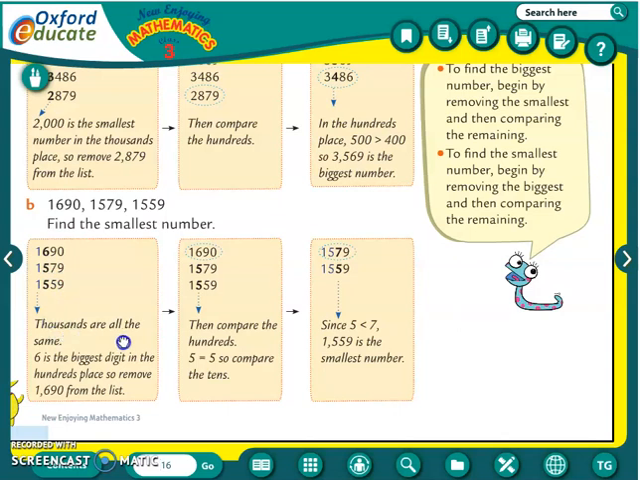That is why thousands are all the same. 6 is biggest digit in the hundreds place. So remove 1690 from list. ये तो 1000 में तीनों नंबर सेम है. 100 प्लेस में दो जगह पर 5 है और एक जगह पर 6 है, तो 6 is bigger. So we have to remove that number and then we have to compare only these two numbers. So we can find it easily smallest number.